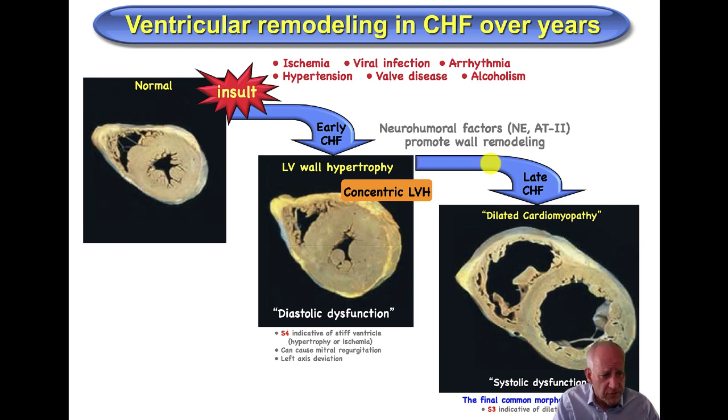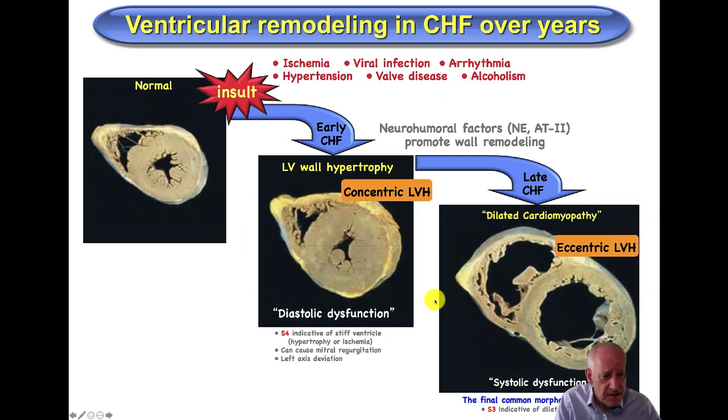And these neurohumoral factors, norepinephrine and angiotensin II, over the course of months and years, will promote a more destructive form of myocardial remodeling that leads to thinning of the ventricular wall and expansion of the ventricular cavity. This is called dilated cardiomyopathy, and as the law of Laplace predicts, this will increase wall stress. More wall tension will have to be produced in order to develop an ejection pressure, and this will worsen systolic dysfunction.